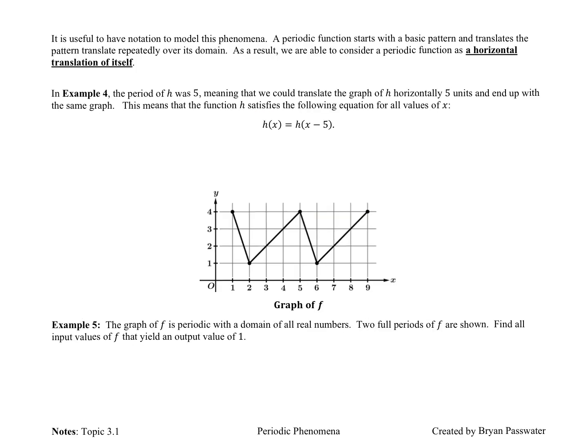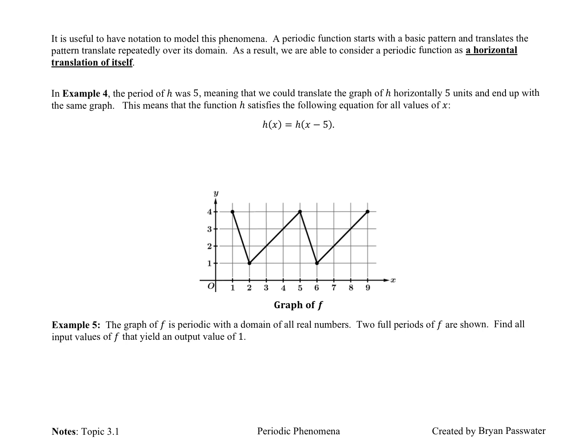It is useful to have notation to model this phenomenon. A periodic function starts with a basic pattern and translates the pattern repeatedly over its domain. As a result, we are able to consider a periodic function as a horizontal translation of itself. All right, so again, it's a horizontal translation, basically, of what's happening.